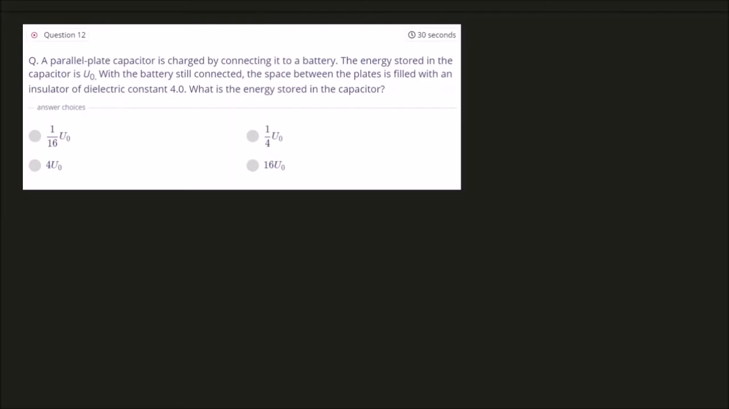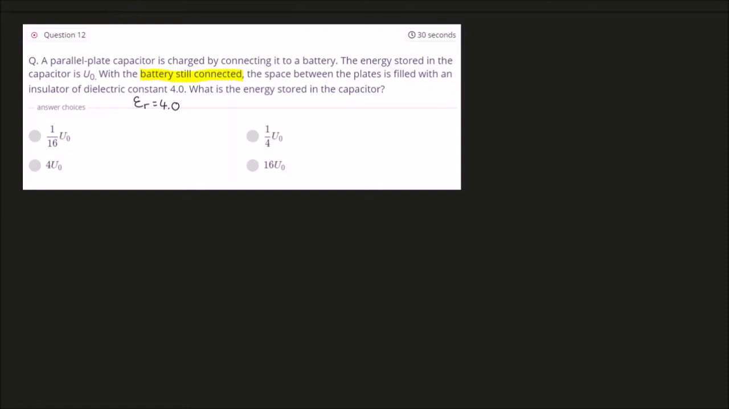With the battery still connected, okay, this is very important. With the battery still connected to the battery, the space between the plates is filled with an insulator of dielectric constant 4.0. So this dielectric constant, kappa, is equal to 4.0. Okay, so this is also an important point. You're filling the space in between the plates with an insulator. Okay, what is the energy stored in the capacitor? So now they want you to express the new energy stored in the capacitor.